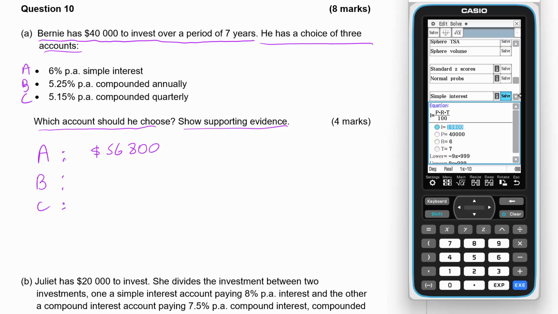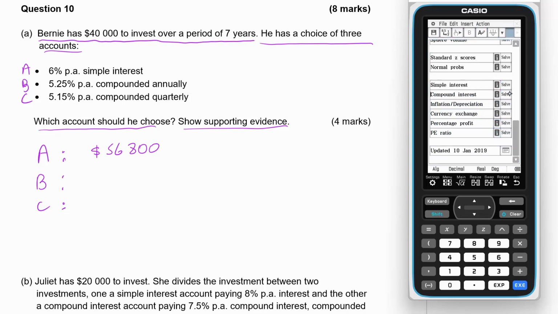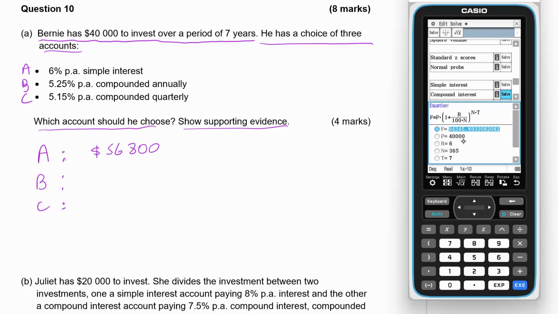Now we need to go to compound interest, and so the 40,000's in there. The interest rate we need to change to 5.25. And it's compounded annually, so that's 1. T is 7 still, so all that looks good. And that is going to give me 57,228.81.